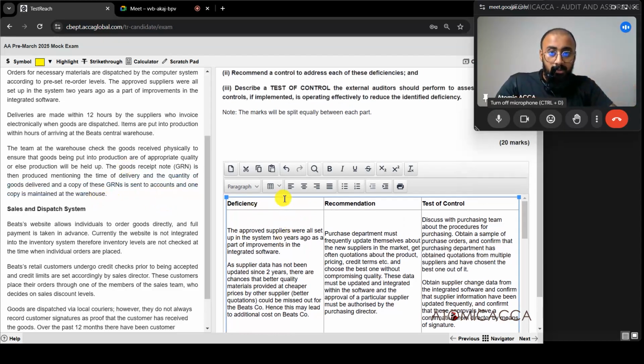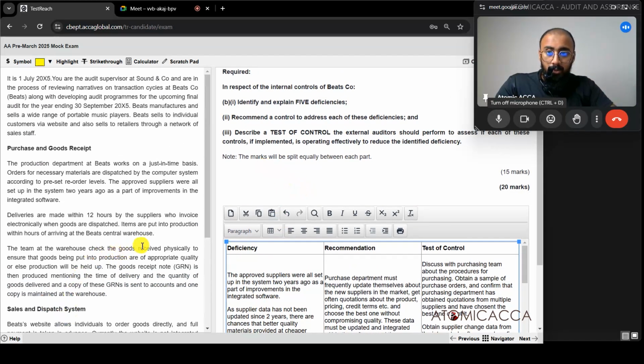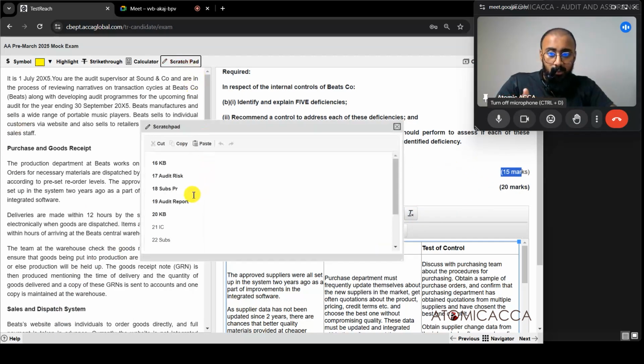So with that, we're done with the internal control question. We're done with 15 marks, and the previous 5 marks was a knowledge based question, and with that we are done with 20 marks for this particular case study. Now we are moving on to the last question, which has a few substantive procedures only.